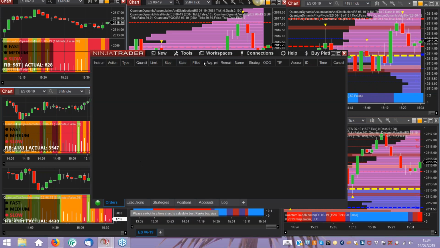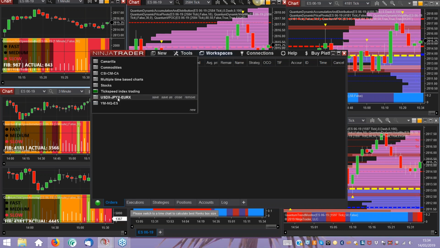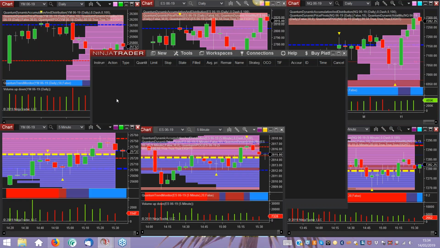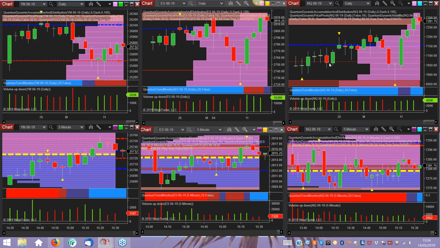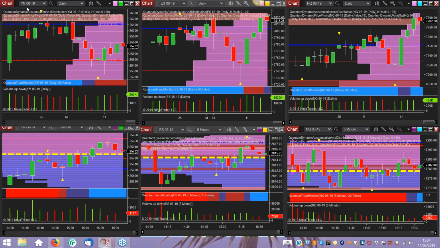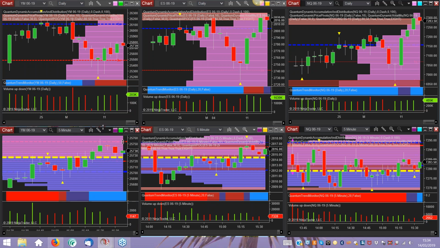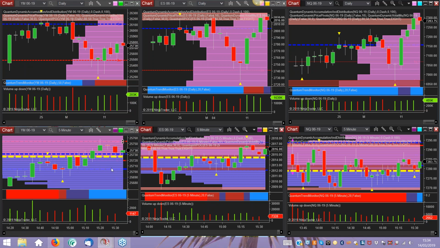Let me just start. Let's go to here we are. I've got the three of them running. I've got the YM, the ES, and the NQ. These are on the daily time frames at the top, and then down at the bottom, I've got them on a 5-minute time horizon. So a good spread of price action.